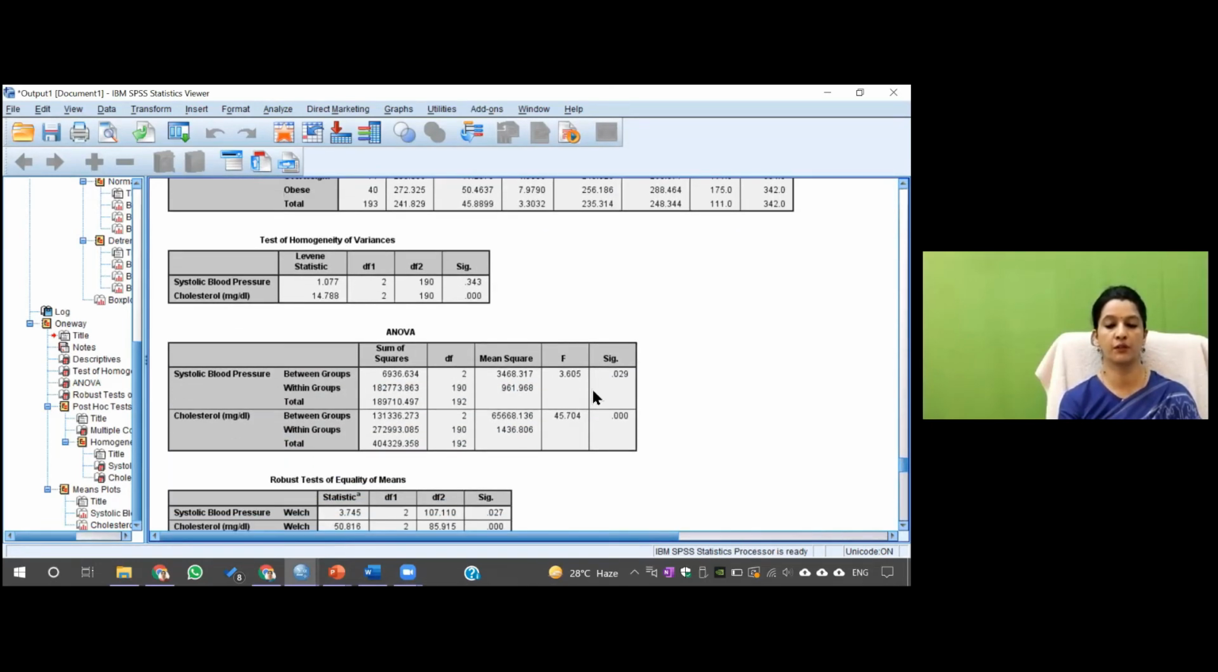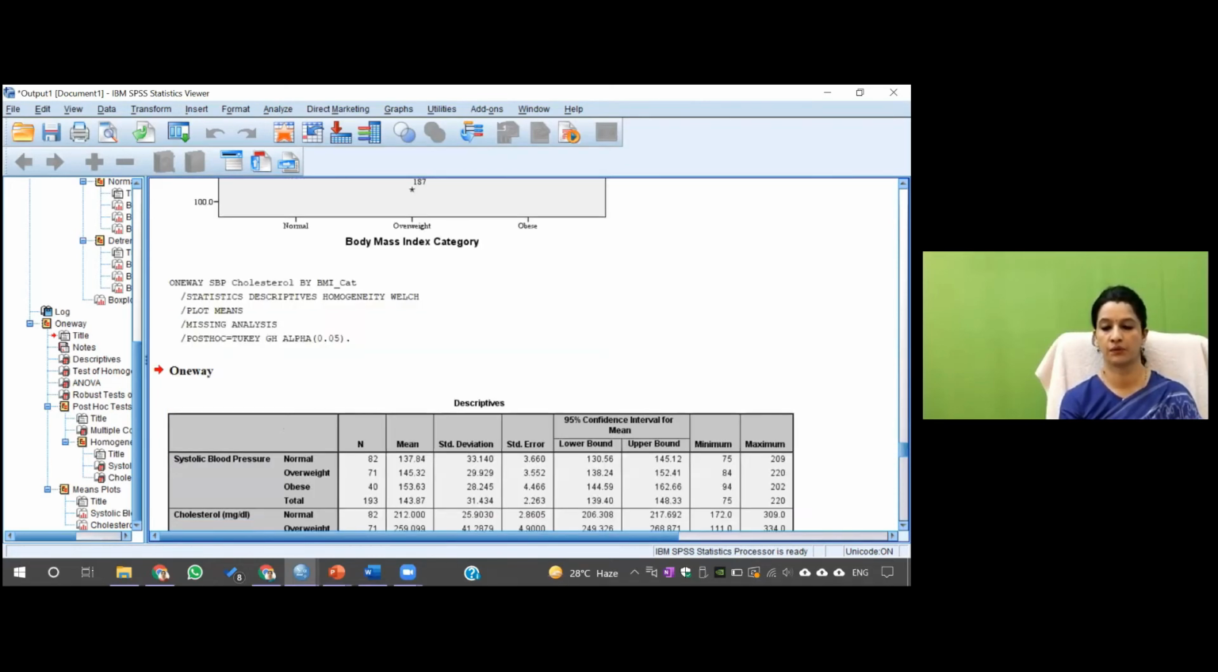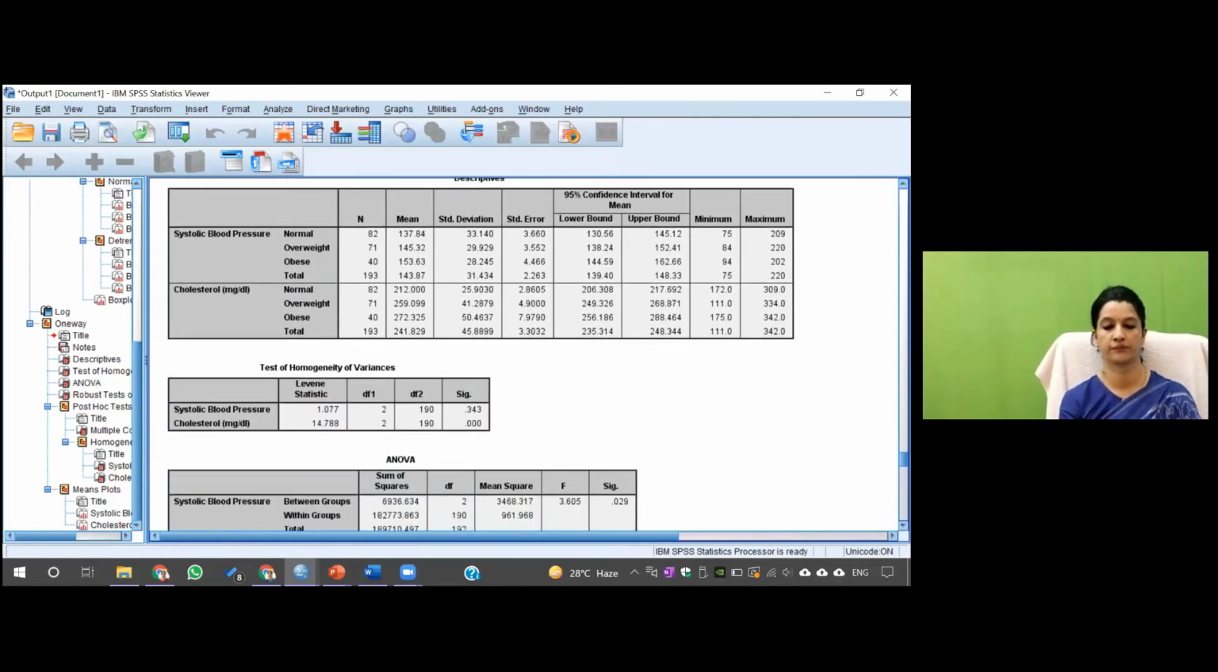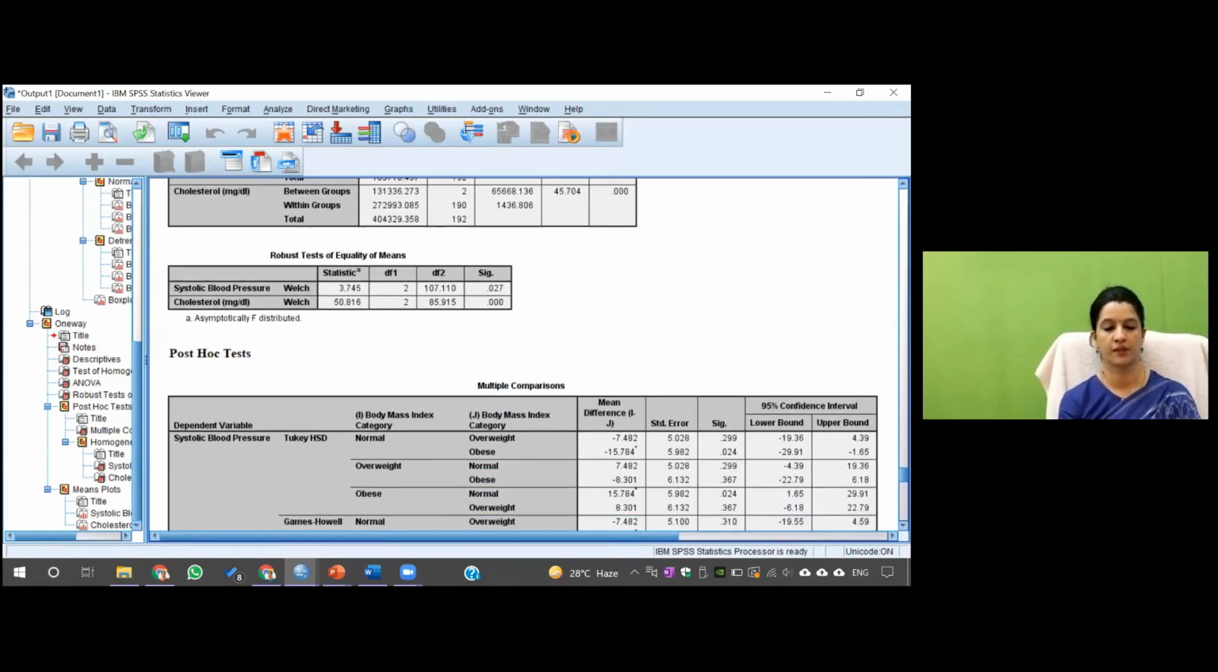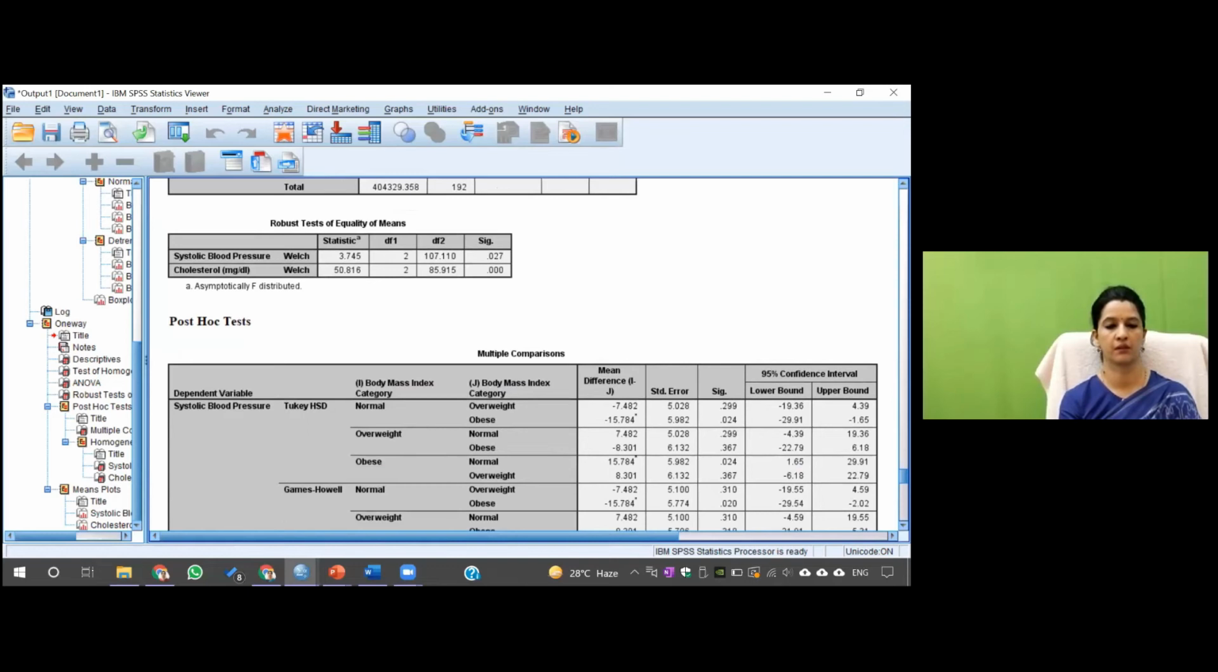If you see the value of ANOVA, it tells that this is significant. This is the F statistic. So this ANOVA is significant, and here also it is significant. Now we will see which to take. If you come here, this is the Welch statistic. So for cholesterol, which value should you take, the Welch ANOVA value or the standard F?